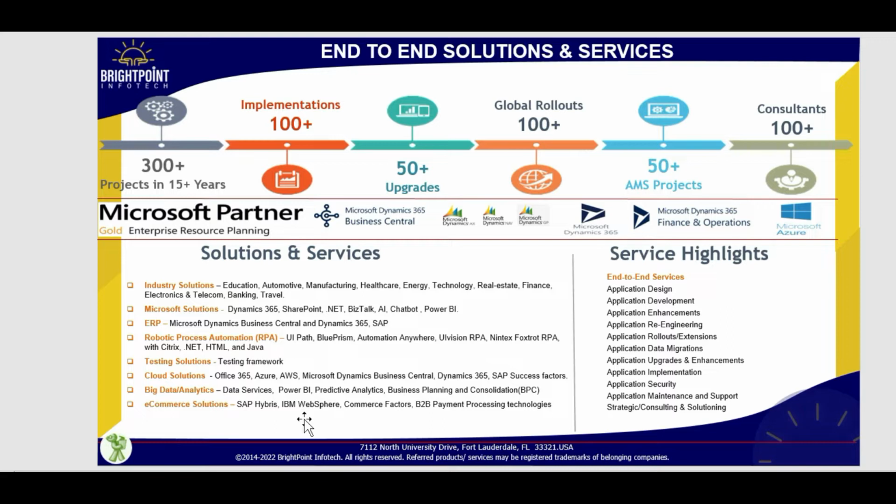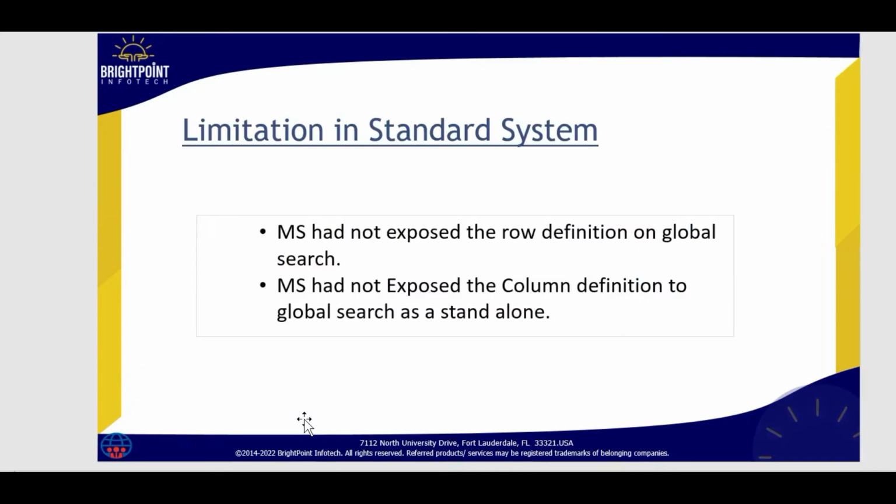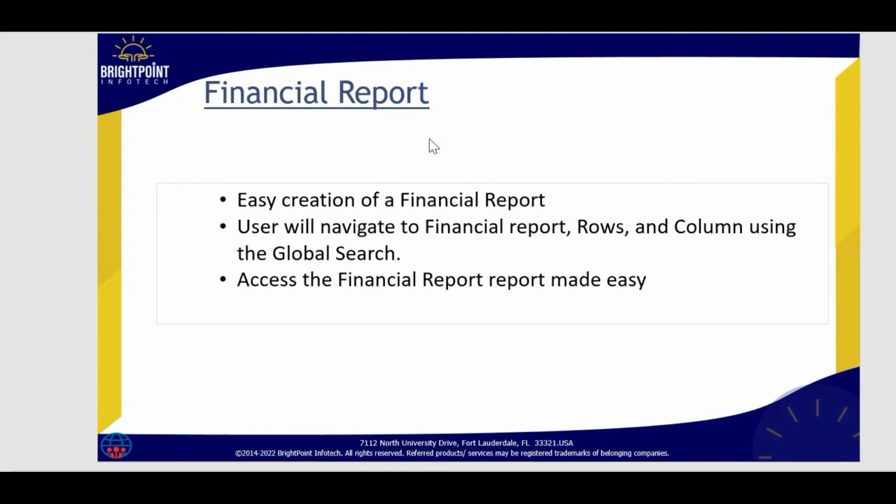Ladies and gentlemen, let us go straight into these changes. We shall start with the limitations before. Microsoft had not exposed the raw definitions on the global search, and they had also not exposed the column definitions, which is something they've done now in the financial reporting. So this makes the financial reports easy to create and also easy to navigate through the system. With easy access to these reports, users are definitely enjoying it. They're definitely loving it. It's a good progress in the right direction.